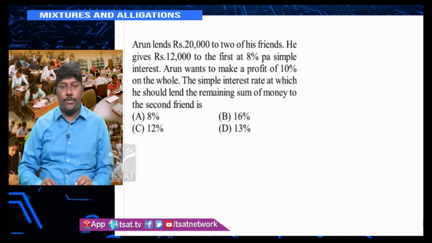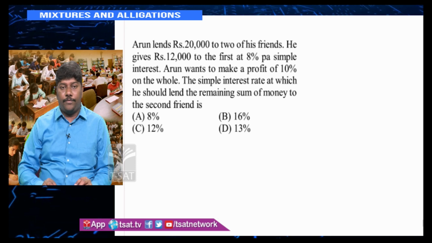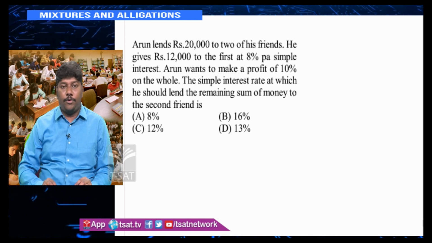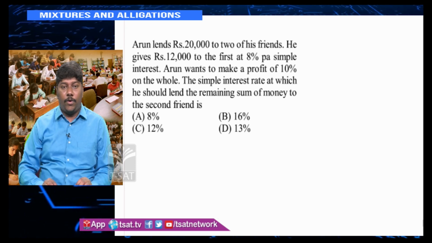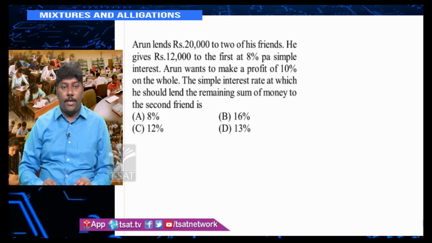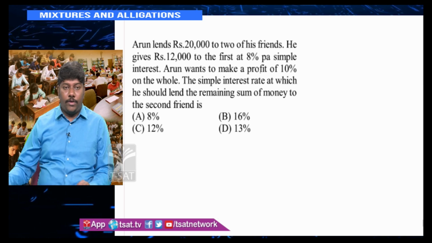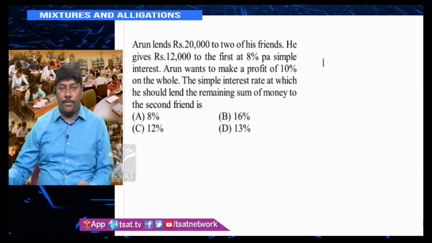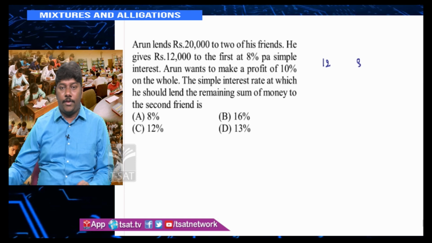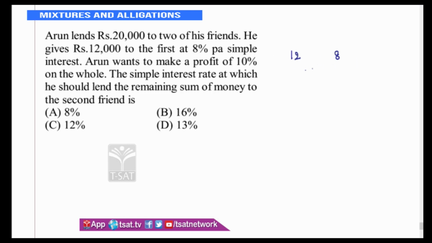Arun lends 20,000 to two of his friends. He gives 12,000 to the first at 8% simple interest. Arun wants to make a profit of 10% on the whole. Find the simple interest rate at which he should lend the remaining sum of money to the second friend. Out of 20, the first fellow is getting 12,000, so the second fellow must get 8,000. I'm not interested in these zeros because it's going to be the same. First fellow 8%, Arun wants 10% on the whole, let the second fellow be x. So here A2 is missing.